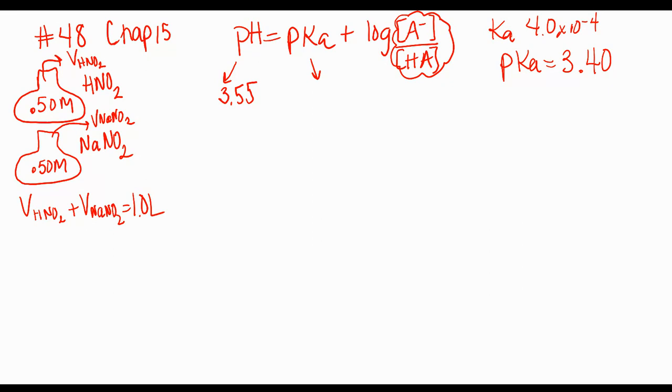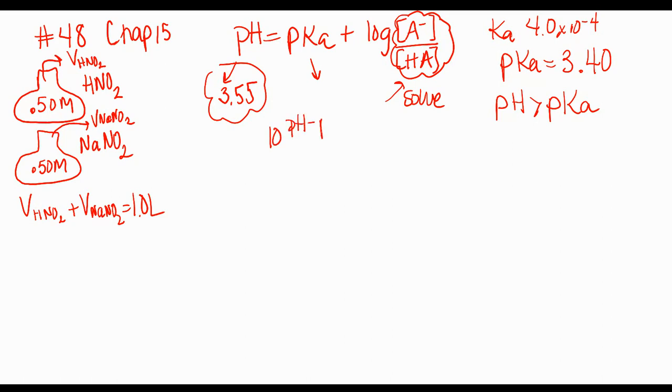Okay, so we want a pH that's higher than pKa. I want you to take note of that. That means you're going to need more base than weak acid. So let's notice that we're going to solve for this ratio. So pH, going to subtract pKa and then take the antilog. So 10 to the pH 3.55 minus 3.40. And I believe in class or Zoom, we got 1.4.